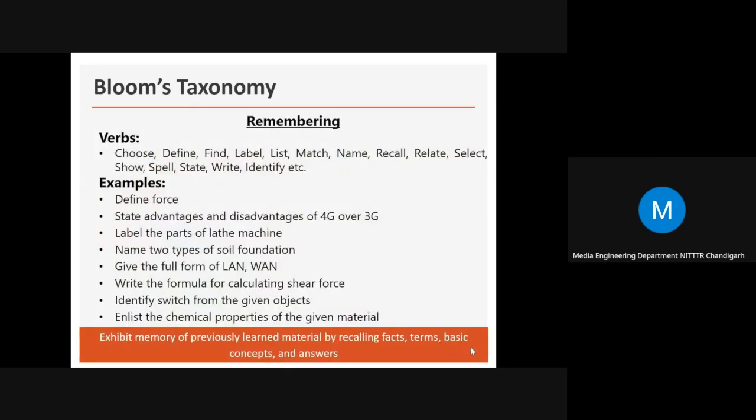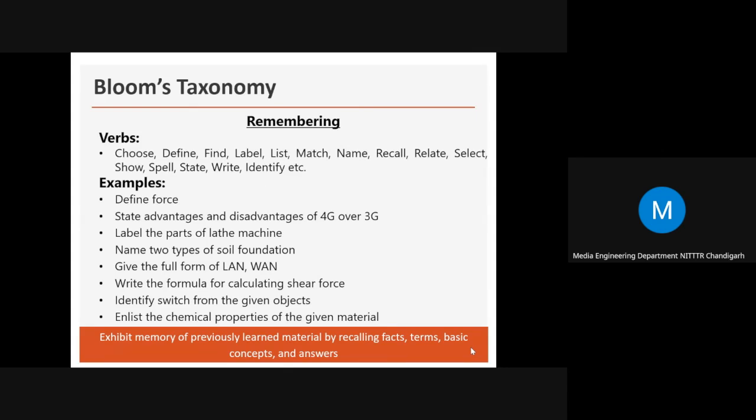Remembering is a level where, during the assessment, these various Bloom's level descriptions are written with respect to the assessment context, right? When we are writing the questions related to the remembering level, we should keep in mind that we want to write questions or statements where students are able to show memory of previously learned material by recalling facts or terms or basic concepts.